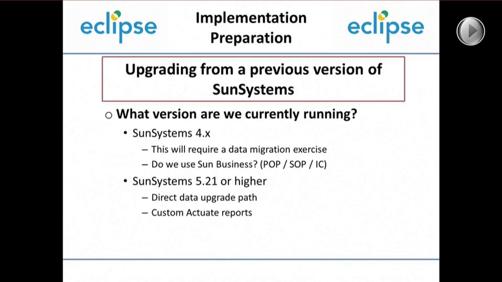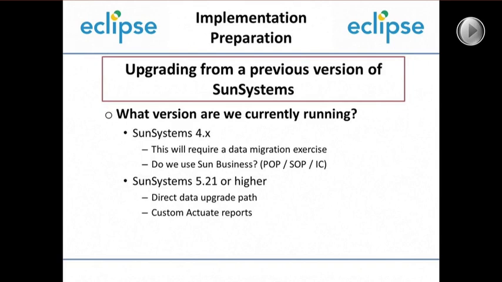Other important things to consider if you're running SunSystems version 4 are, are we using the Sun Business modules: purchasing, sales, inventory. Again, if those modules are in use, we can upgrade to Infor10, but there will be some additional work required to bring across those sales definitions, price books, those kinds of things.